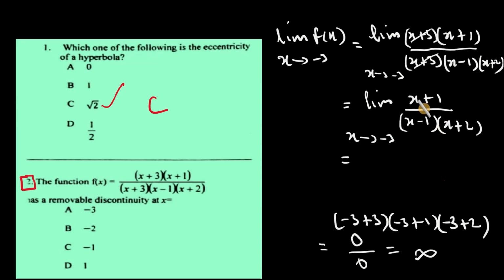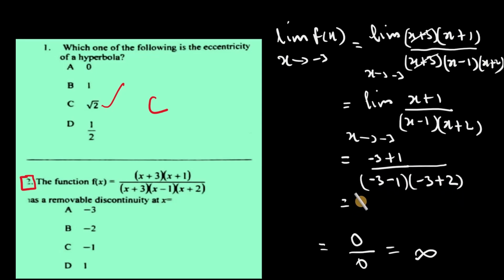To get the limit of this function, we are going to substitute the value of minus 3 anywhere that we see x. That is (minus 3 plus 1) all over (minus 3 minus 1)(minus 3 plus 2). Minus 3 plus 1 is minus 2. Minus 3 minus 1 is minus 4, times minus 3 plus 2 is minus 1, which equals minus 2 over minus 4 times minus 1, which is 4, which is the same as minus half.